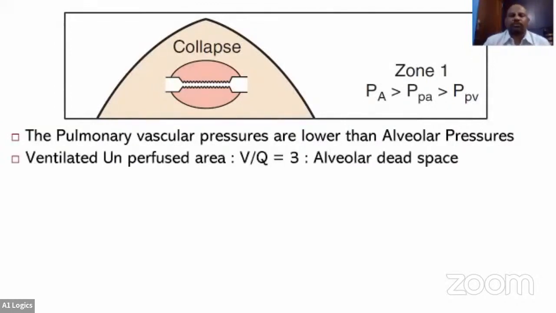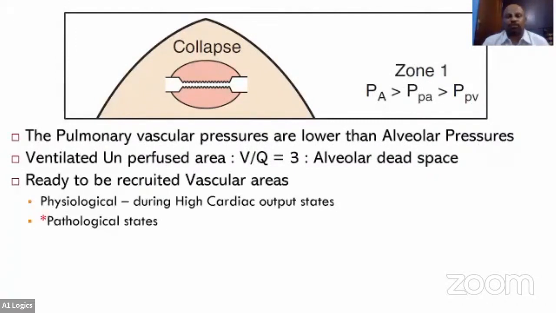Because of this, there is a ventilated and unperfused area, and the V/Q ratio reaches infinity, and it gives a huge alveolar dead space. You might be wondering why this creation is like this, such a wasted ventilation in the zone. Normally, this zone is very small, and it has got some uses also. This region forms a ready-to-be-recruited vascular area.